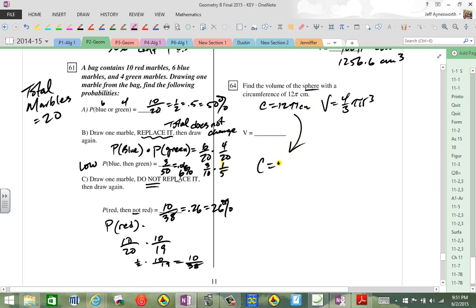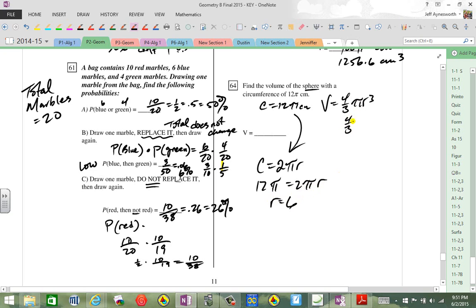We know that circumference is 2 pi r. I need to know the radius. So since 12 pi is the circumference and that's equal to 2 pi r, you guys got to be thinking, 2 pi times what gives you 12 pi? And the answer's got to be 6 because 6 times 2 is 12. So this one's fairly simple. So the radius is 6.